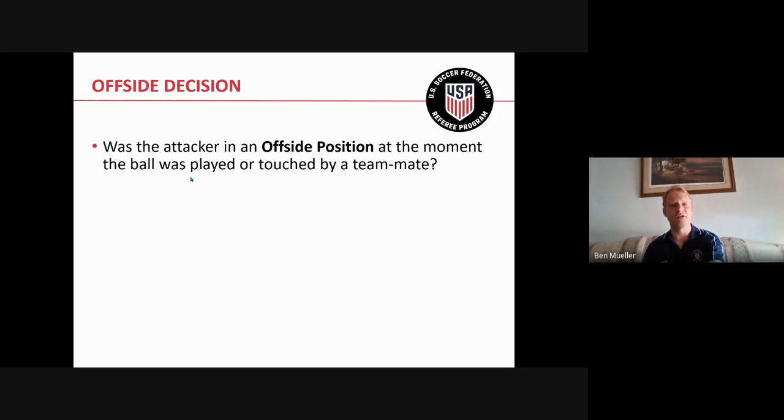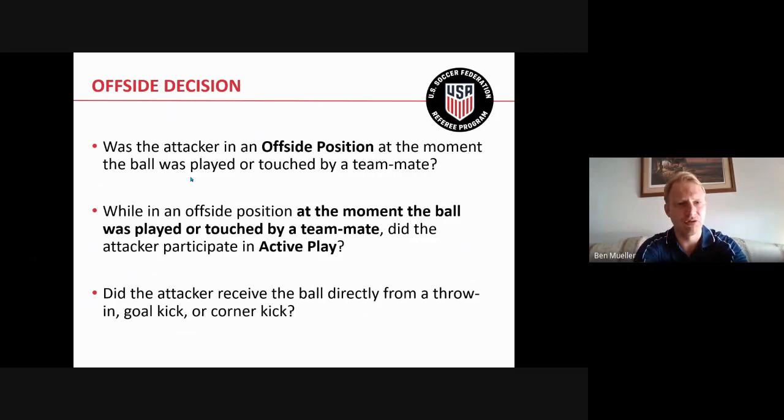When does the offside decision get made? There's three questions that the assistant referee has to ask. First of all, was that player in an offside position at the moment the ball was touched or played by a teammate? Okay? Were they in that offside position? Were they closer to the goal line than both the ball, the second to last opponent, and were they on their attacking half of the field?